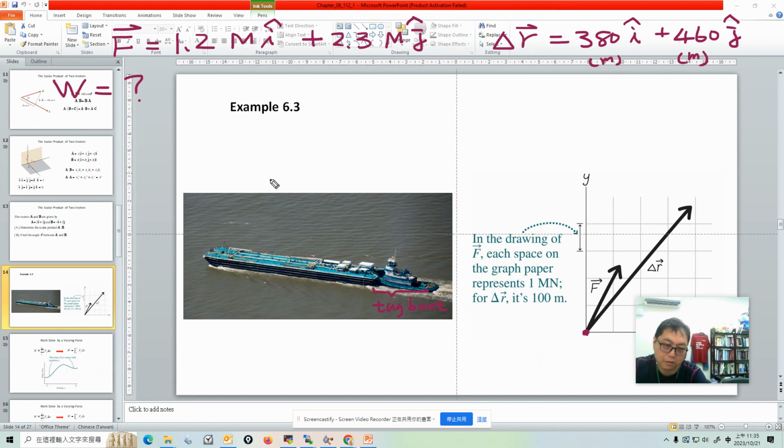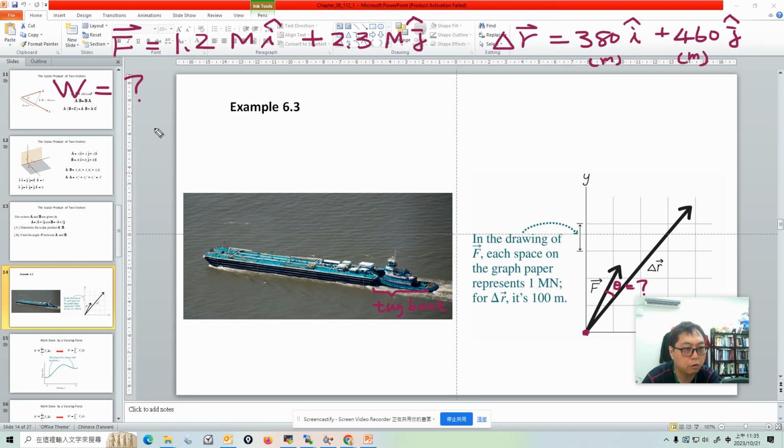Let me check what the problem is asking. He's asking for the calculation of work done by the tugboat. And also he wants to know the angle between the force and the displacement. Also, what is theta equal to?